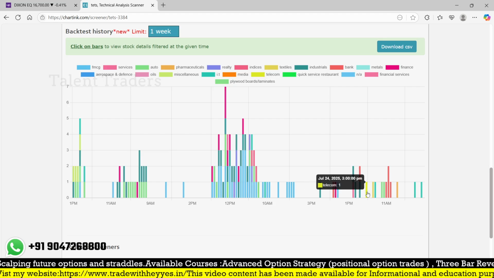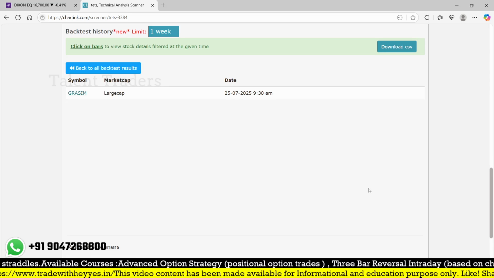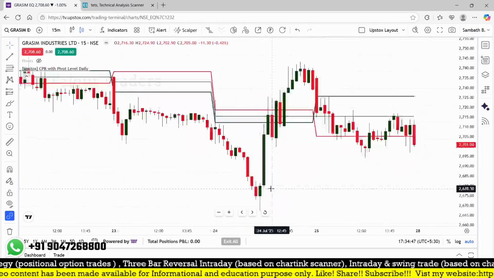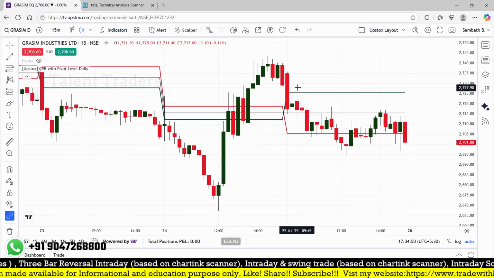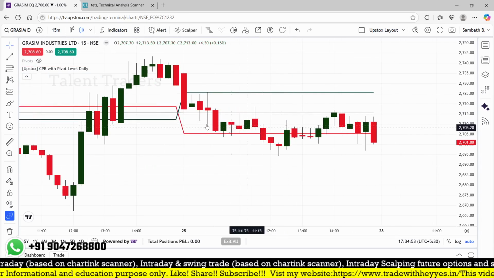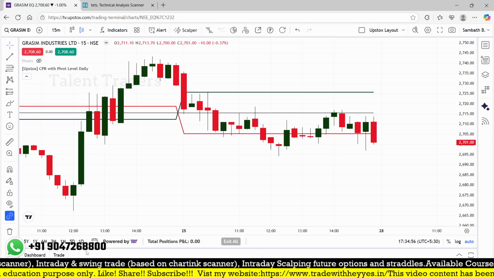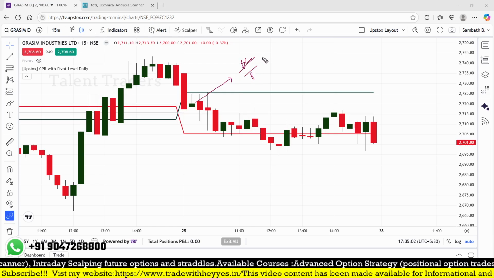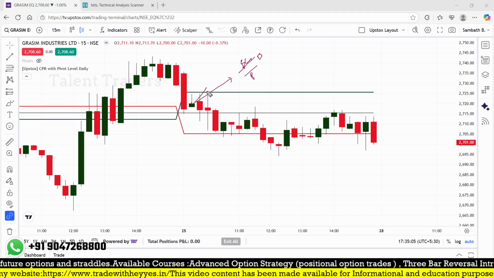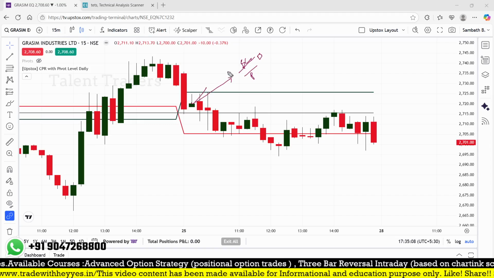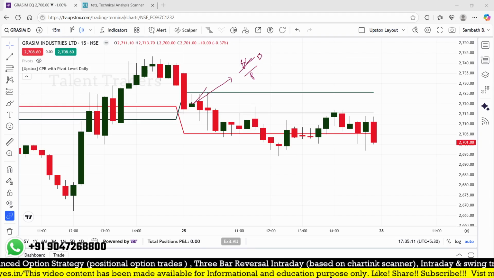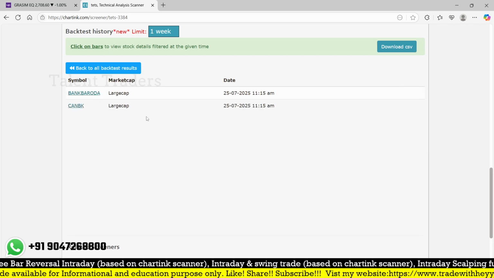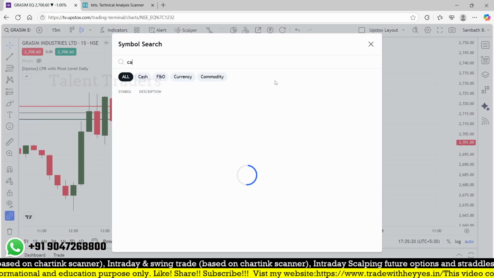In the morning around 9:30, we have a stock, Grasim. Let me check whether Grasim formed such a pattern. Exactly here is the pattern, which closed above the BC and below the pivot at exactly 9:30. That is what we are fetching: the inside candle between the BC and the pivot. We are finding stocks which closed between those levels. Maybe a breakdown or breakout we can plan later, but this scanner will fetch the stocks for you. Randomly we can check some other stocks, like Bank of Baroda and Canara Bank at 11:15.